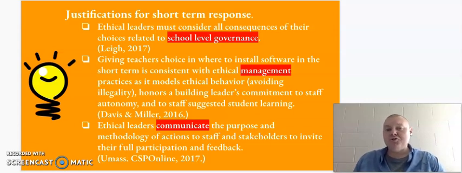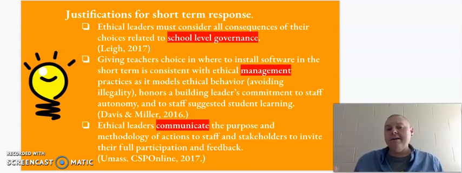Secondly, giving teachers choice in where they can install software in the short term is consistent with an ethical management style. This kind of management practice models ethical behavior, it avoids illegality, but it honors a building leader's commitment to staff autonomy and to what the staff suggests is student learning.